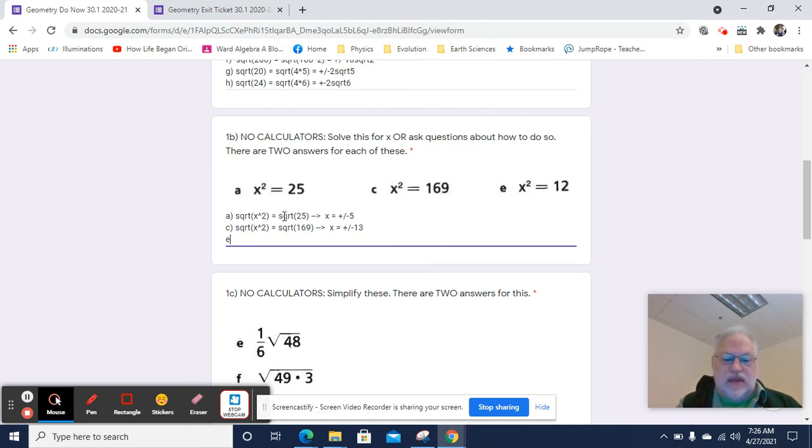Okay, then E is a slightly trickier one. So we've got a 12 in here. The square root of 12 is going to equal the square root of 4 times 3. And so that's going to end up meaning that X equals plus or minus 2, we can get the square root of 4, square root of 3. And that is the answer.